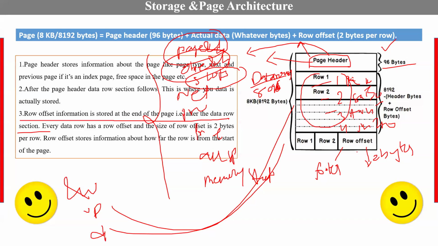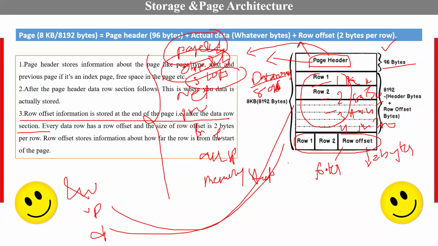Row offset contains your record ID information because data can't simply be loaded into the page. Somewhere it needs to make a note of what records it is arranging in the data row section. Who is going to maintain that? The row offset is going to maintain all this. So the row offset knows what records are loaded into the data row section, and the row offset size is 2 bytes. Technically, call it a row offset, or you can call it a footer.